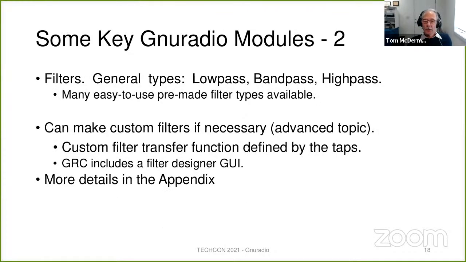The others, there's filters, there's general types, there's low pass, band pass, high pass filters that are all pre-made for you. There's a whole bunch of different filter shapes and types available. So you don't even have to design the filters. If you want a custom filter, that's supported as well. And there is, in fact, a filter designer module within GNU Radio Companion. And you can go design custom filters if you'd like, and it will produce all of the information necessary for you to import that custom filter into GNU Radio, and you don't have to write any software. Again, there's more details in the appendix for that.